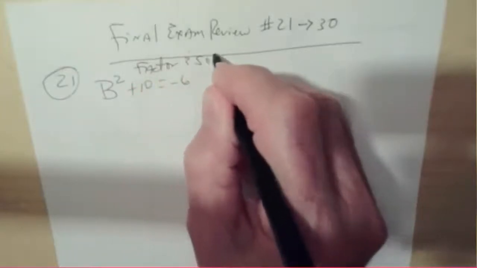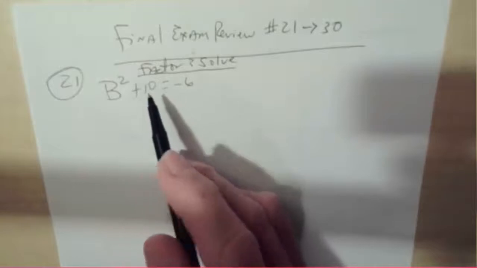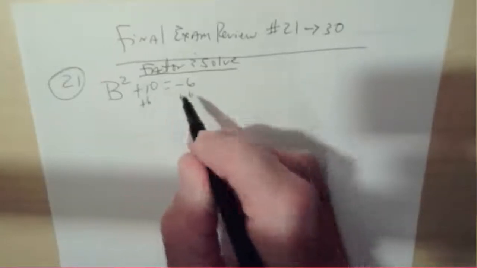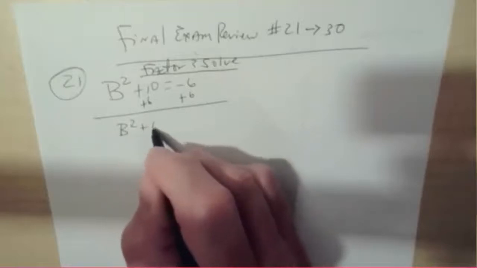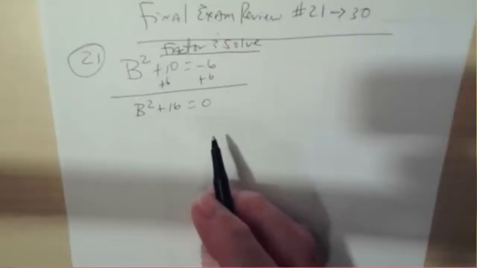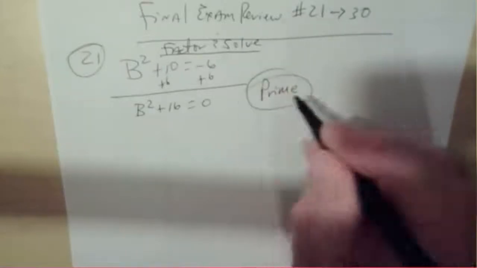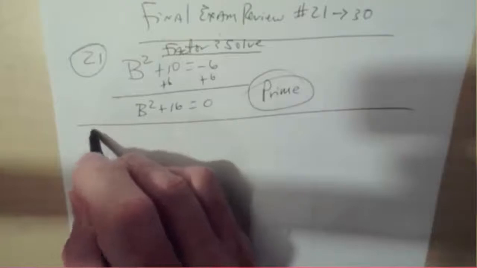Factor and solve. Remember, the first thing you do when you want to factor a binomial or trinomial is you set this equal to 0. We're going to add 16 to each side, and we end up with b squared plus 16 equals 0. Now this is the sum of two perfect squares, and this is not a conjugate. Remember, a conjugate would be the difference of two squares. So this you cannot factor. So the answer here is prime. Cannot be factored.